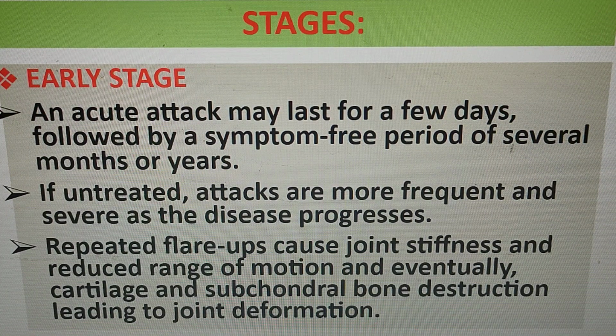So gout has stages as well. On the early stage, an acute attack may last for a few days, followed by a symptom-free period of several months or years. Okay, if gout is untreated, attacks are more frequent and severe as the disease progresses. So repeated flare-ups cause joint stiffness, hardening, and reduced range of motion. Immobility, joint movement is reduced, and eventually cartilage and subchondral bone destruction leads to joint deformation.